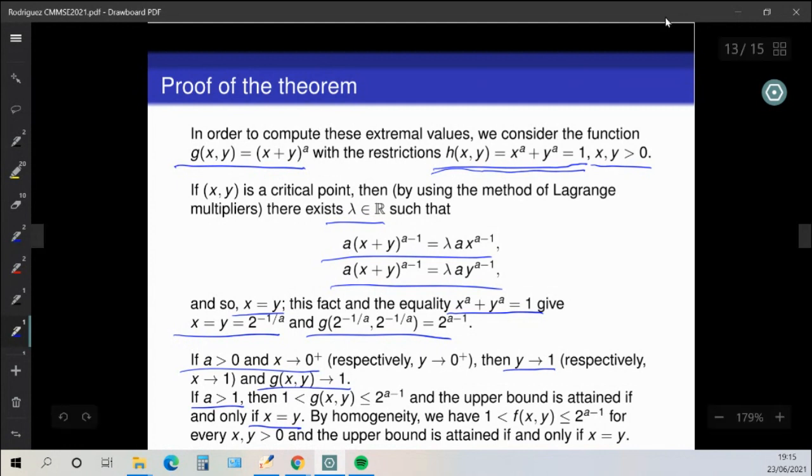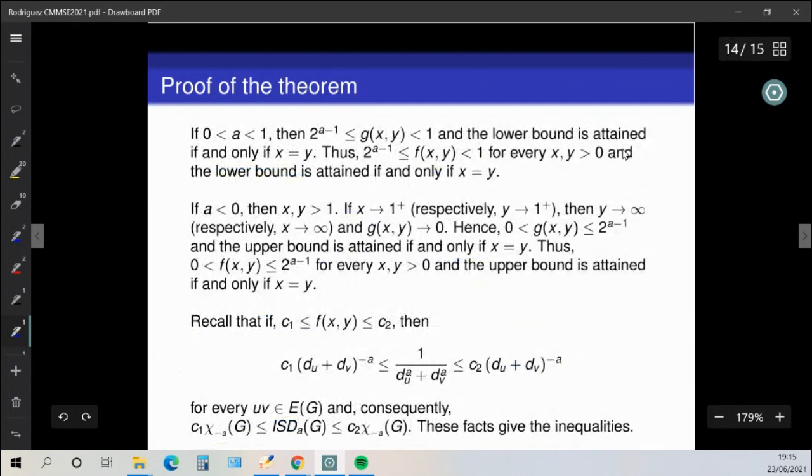Okay, if now a belongs to the interval (0, 1), then now 2 to the power a minus 1 is less than 1, and we have the converse inequalities. And of course, the lower bound is attained if and only if x is equal to y. And so we have the same inequalities for the function f.